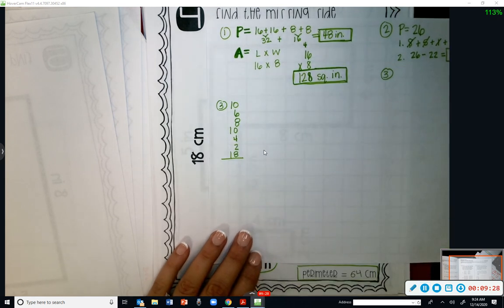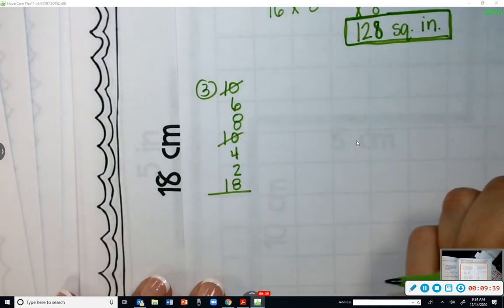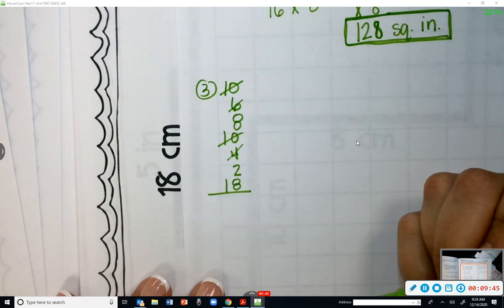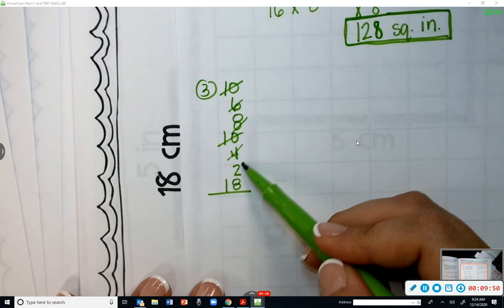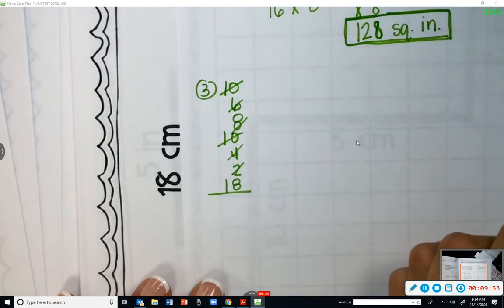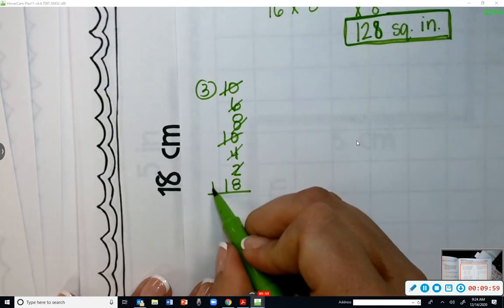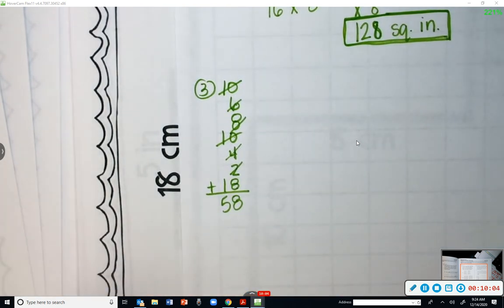Okay, now what I like to do when there's a bunch of numbers like this, I'm going to combine numbers that are easy to do together. So a 10 and a 10 equals what? 20. And a 6 plus a 4 is a 10. So 20 plus 10 more is 30. Well, and a 2 will make a 10. So now I have 40. 40 plus 18. 58. Okay, so I just combined numbers that were easy to do together. 6 and 4, 8 and 2.